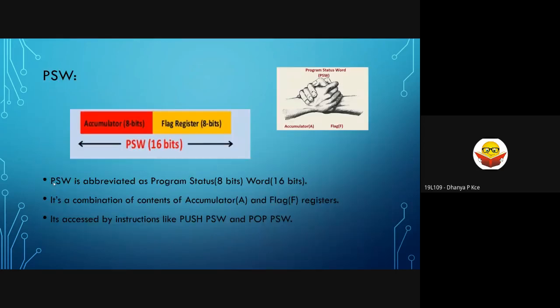Next, PSW. We haven't seen this as an external hardware present inside the CPU, but we can say it is a combination of already existing ones. We had already seen that the special purpose registers are the accumulator and the flag register. So when these two special purpose registers are combined together, we say that it is PSW. It is abbreviated as program status word, and it is accessed by the instructions PUSH PSW and POP PSW.